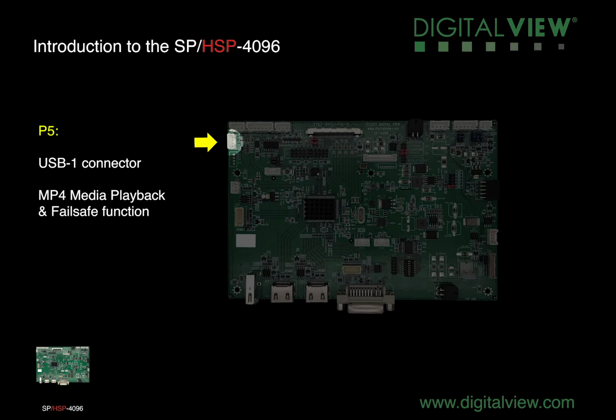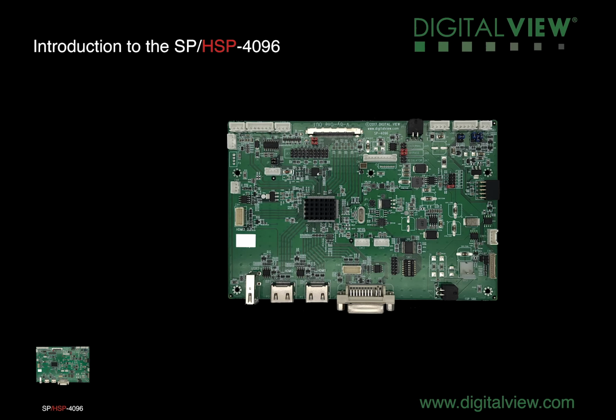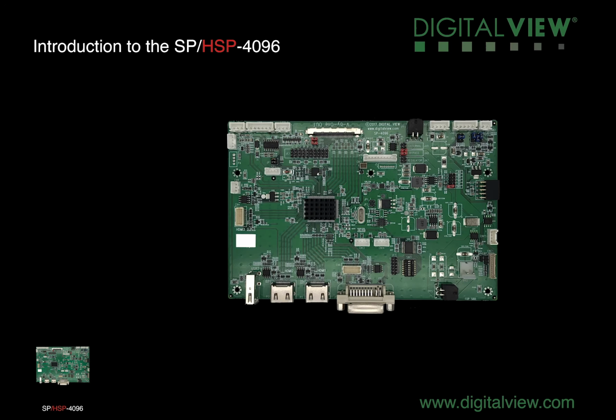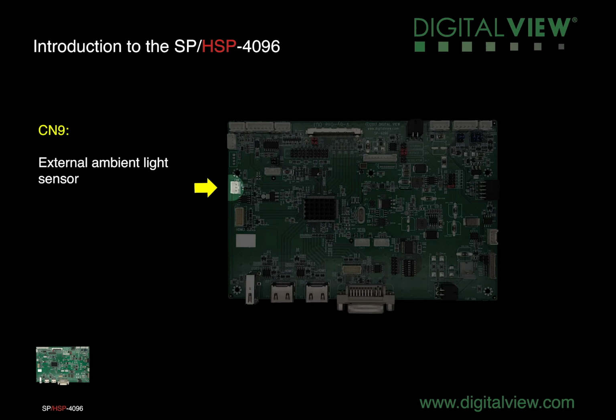P5 is an external USB connector. This can be used for MP4 media playback or as a failsafe in case you want to display a message if a signal input is lost. P5 is USB 2 connector. This supports in the same way as USB 1. CN9 is for the external ambient light sensor connection.